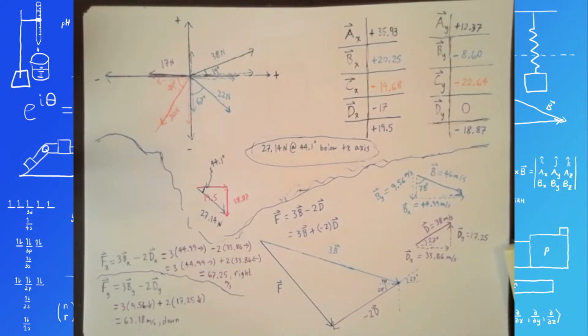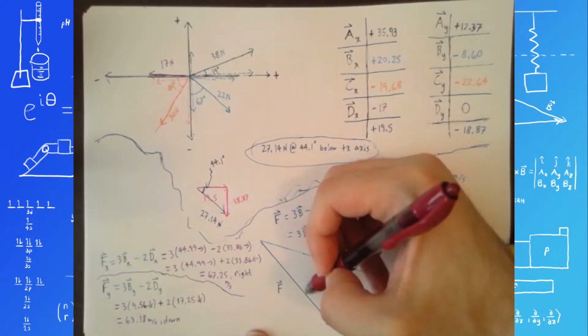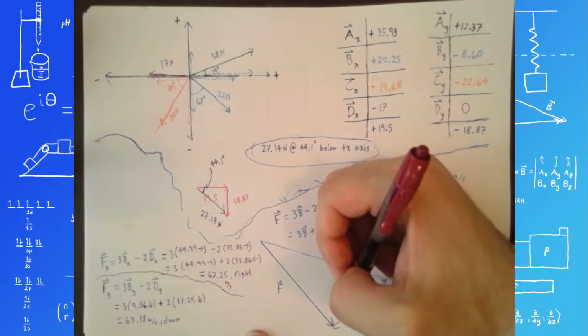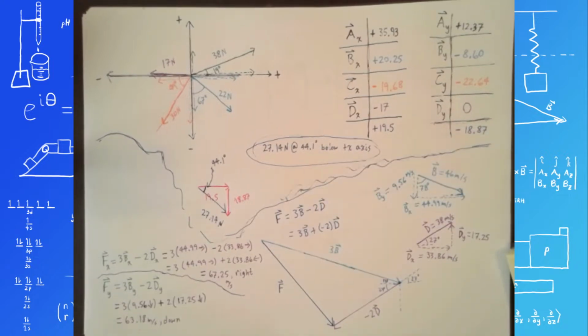Okay, and now, moment of truth. Right and down are my components, and that makes sense. My drawing says that F is supposed to point right and down, so we are in agreement there. That's one way to check that we haven't made any silly mistakes.